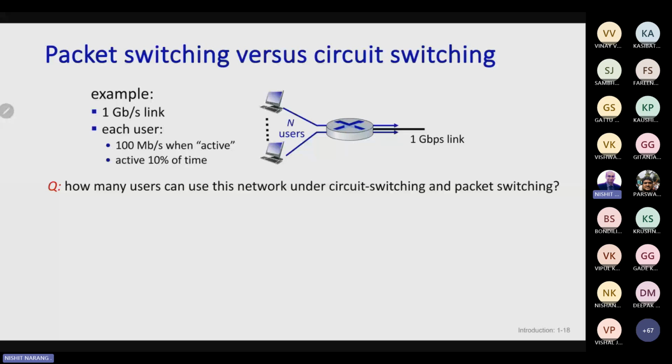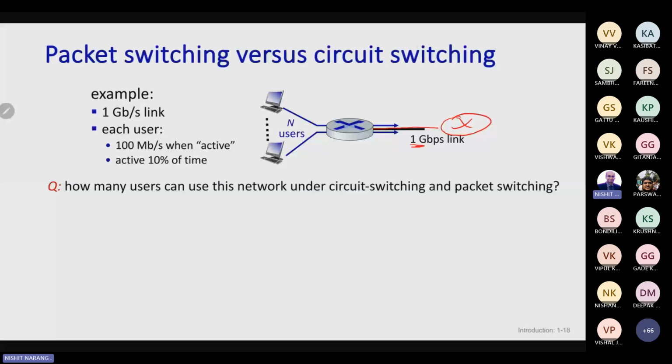I have n users. Each user is connected to the next hop access switch using a 1 gigabit per second communication link. And the access switch is connected to the next hop router, let's say another switch next up, also using a 1 gigabit per second link.